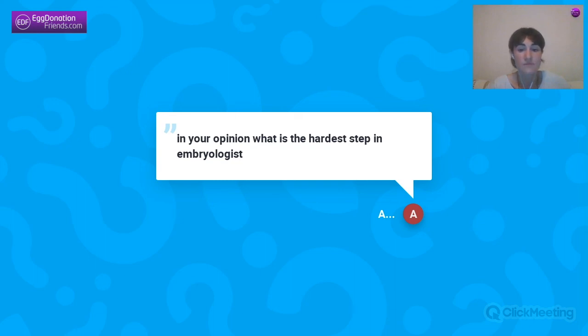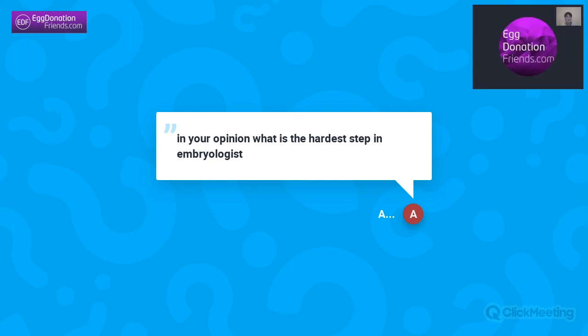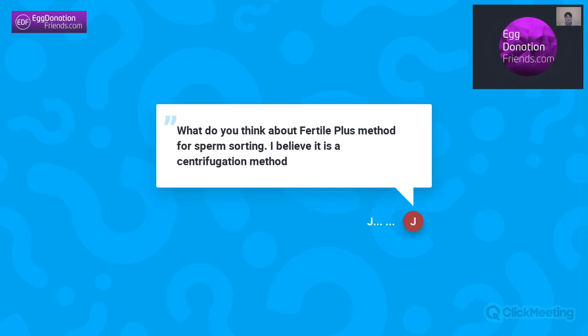And thank you for this additional answer to the question. We will then move on to the next one. What do you think about Fertility Plus method for sperm sorting? I believe it's a centrifugation method.